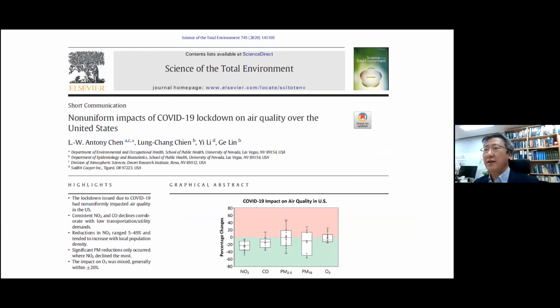In the United States, let's look at the distribution of change of NO2, mostly reduced. But PM2.5 in some areas has an increasing pattern, and ozone is kind of in between. So the distribution of NO2, PM2.5 and ozone is kind of unclear. It's very different from place to place in the US, actually.